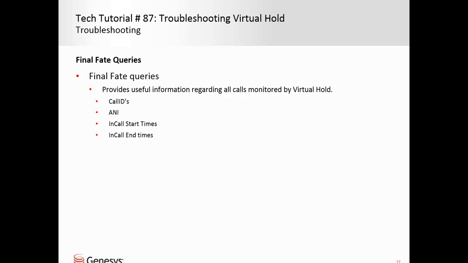Additional information provided by the queries of a queue dump table shows useful details for troubleshooting issues on the Genesis side as well. This provides such information as call IDs, ANIs, start and end times. This can be used in tandem with Virtual Hold's main output and main report logs to identify Genesis connection IDs to track calls within Genesis.